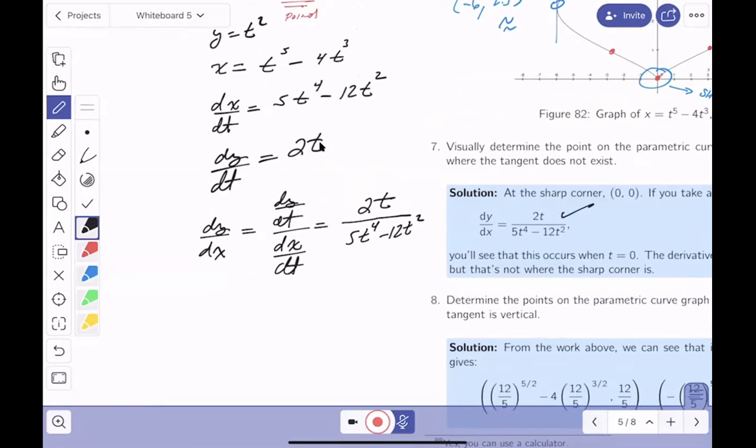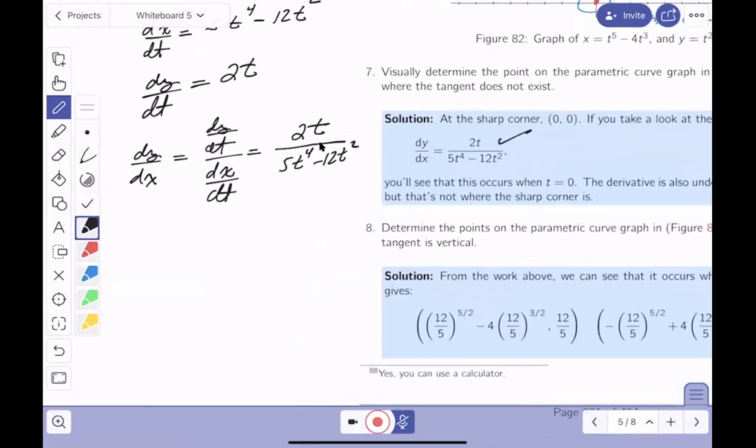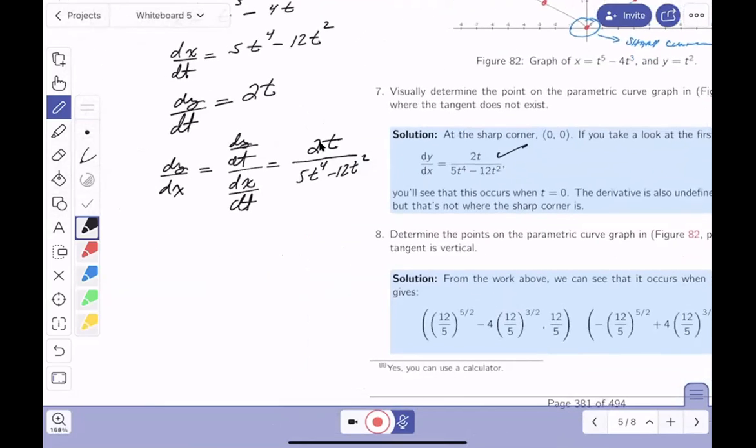All right. Now what I want to do is go back to points, and I want to put the sharp corner. And the sharp corner is going to occur when the derivative is undefined. Right. When's that derivative undefined? Well, at t equals 0, that derivative is undefined. Let me put this down for you. So dy/dx is equal to, let's write this over here, 2t. The bottom, I'm going to factor out a t squared. And what do you get there? You would get 5t squared minus 12. Boy, that's tough, huh?